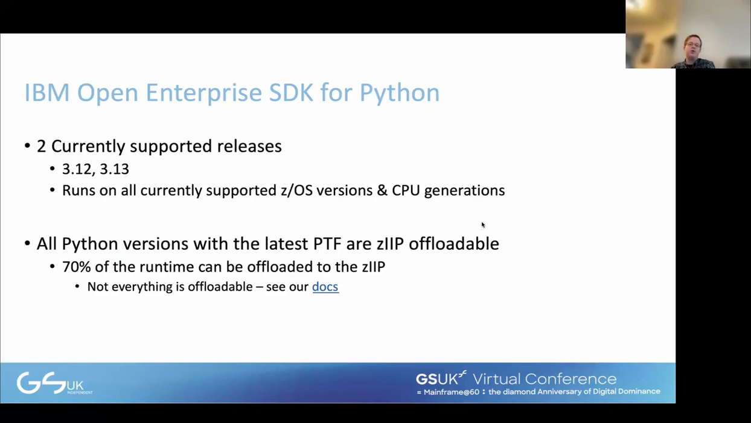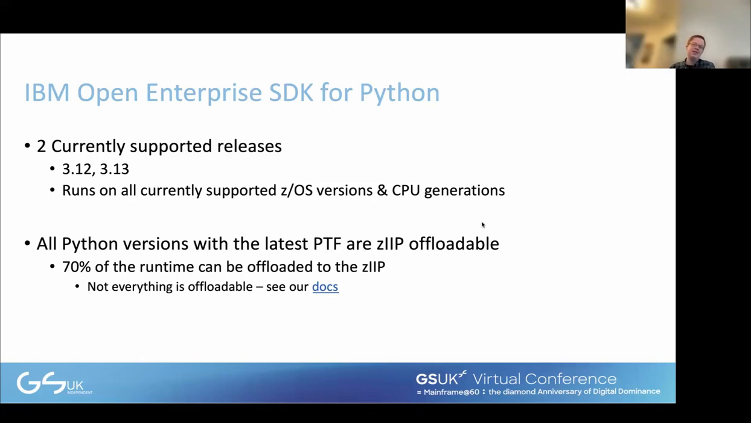Now, there's two currently supported releases, which is Python 3.12 and 3.13. They support all of the Z CPU generations and all zOS versions. So if what you're running is supported, Python's going to be able to run there. There actually is Python 3.11, but it's out of support tomorrow. So we can kind of ignore it.